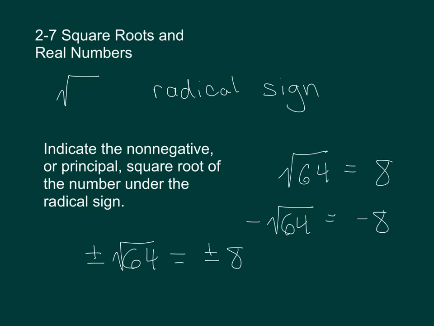Now we can take that and we can also do fractions with square roots as well. So if we have a fraction, let's say we have 64 over 49 underneath a radical sign, we simply take the square root of the top and the square root of the bottom, and then we're done. So the square root of 64 is 8, the square root of 49 is 7, and we're finished.